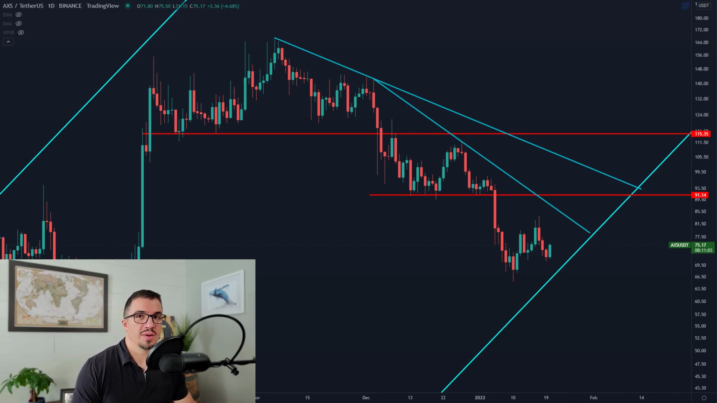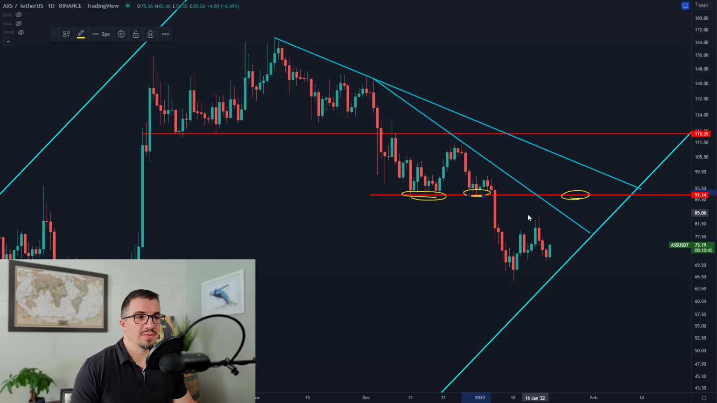Okay, so what I would say for Axie Infinity over the coming days, it needs to get above this trend line up here, right around maybe $84. The next level is going to be 91. And this is going to be a big level here. You can see where it was support previously, the market dropped below it. So it needs to get back above that level on a daily closing basis to flip it back to support.